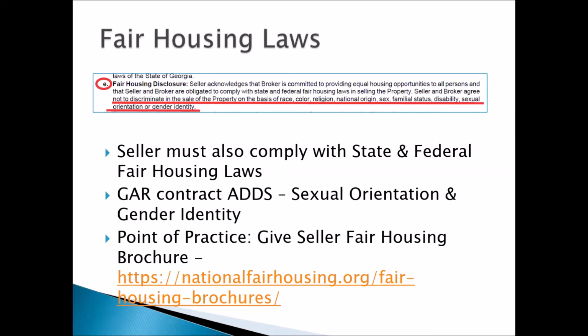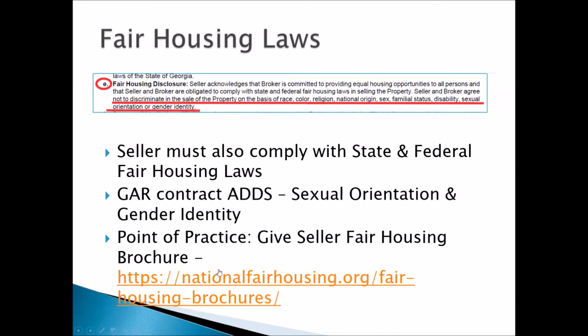Now, the GAR contract adds 2 additional groups. So the 7 federally protected groups, as well as protected groups in the state of Georgia, are race, color, religion, national origin, sex, familial status, and disability. The GAR contract and the RE Forms contract add the additional groups of sexual orientation and gender identity. In other words, a seller may not discriminate against a person based on any of those issues.